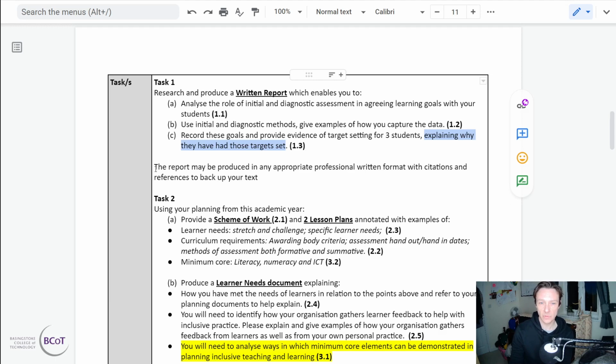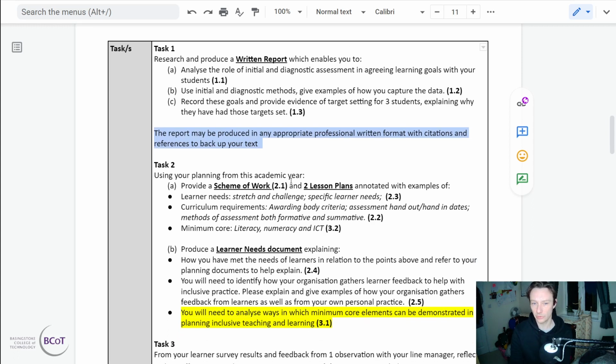This report for task 1 can be produced using Word, Google Docs, Apple's Pages, any appropriate written format. But we need to have citations, that is, references where appropriate. We can help you with that if you are unsure, of course.